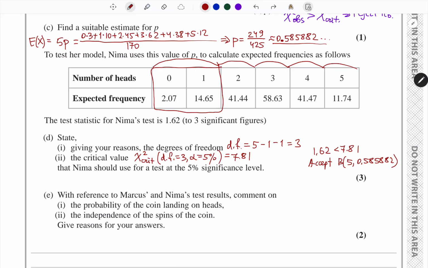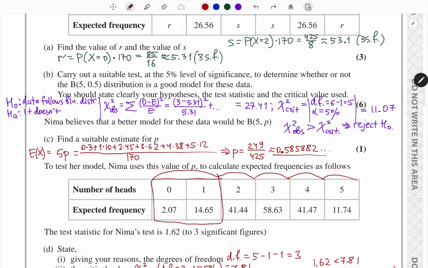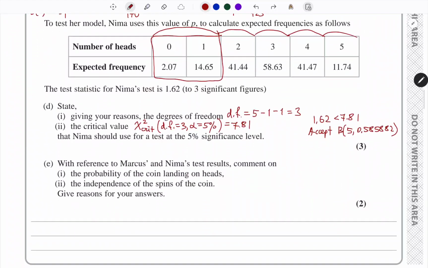So with reference to Marcus and Nima's results, Marcus' hypothesis was rejected. So we can't say that p is equal to 0.5, but we accepted Nima's hypothesis, which says that the probability p is 0.58. So the probability of the coin landing on heads is bigger than 0.5, or more specifically, let's say 0.59, with 2 significant figures around this value.